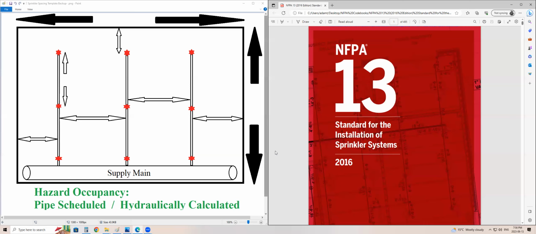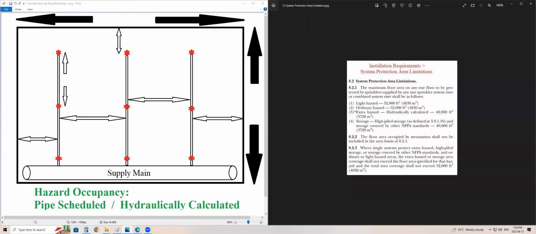So I've done my best to organize my thoughts, organize which codes I thought were the most relevant for making this explanation as simple as possible. So all the code references I'm going to give are based off of NFPA 13 2016 edition. So you can see that right here. So without further ado, we're going to get into it. All these codes are straight out of that code book. I've just taken a little snippet of them.